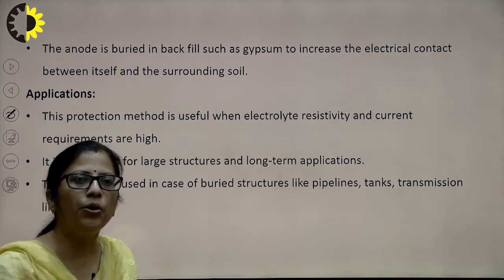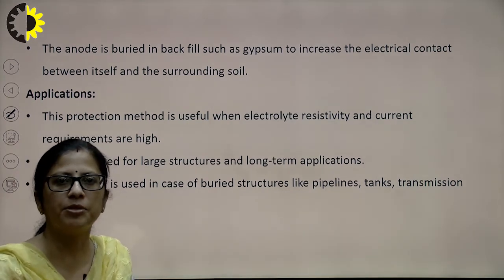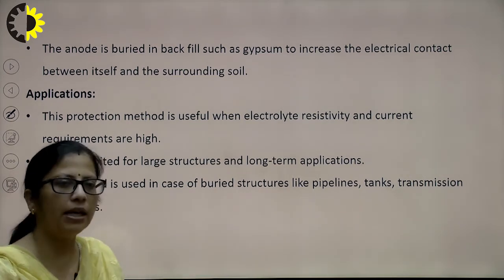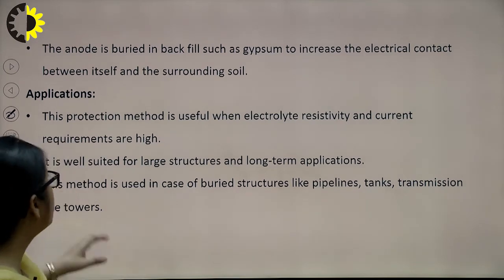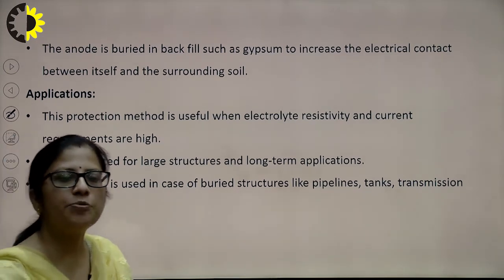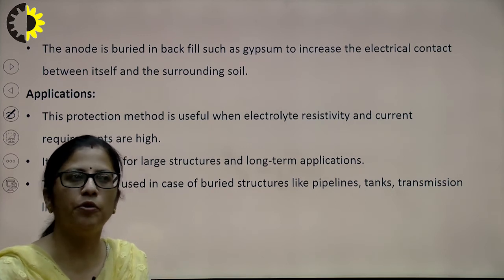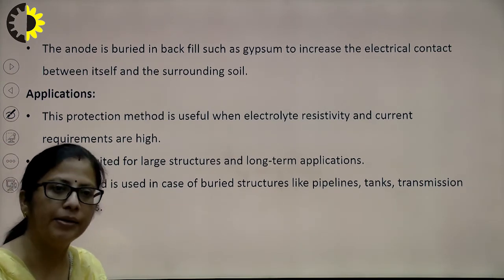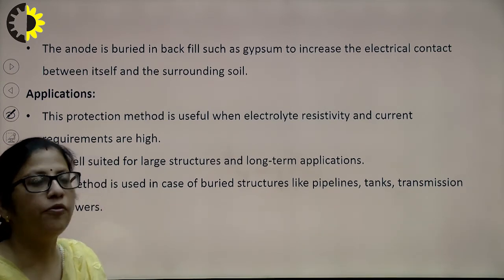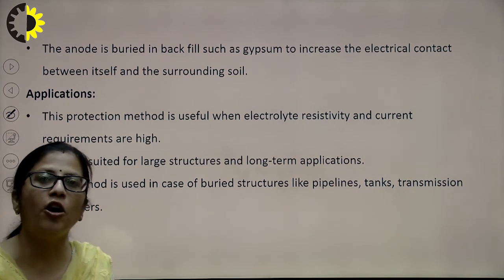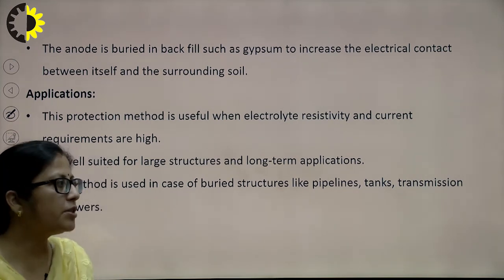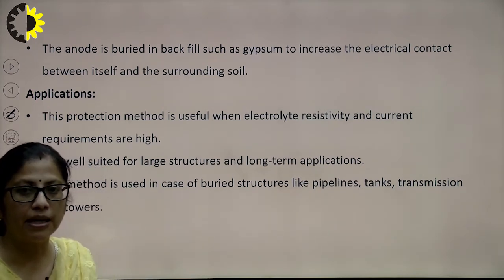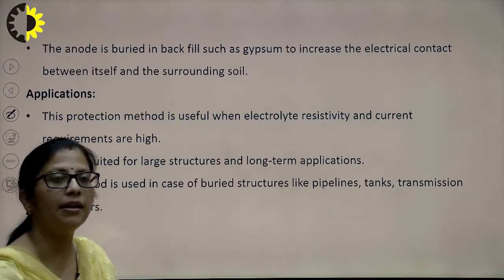And this anode is buried in the backfill such as gypsum to increase the electrical contact between itself and the surrounding soil. So, coming to the applications, this protection method is very useful when electrolyte resistivity and current requirements are high. It is well suited for large structures and for long term applications. And this method, again I have said, is used in the case of buried structures like pipelines, transmission line, towers and tanks.